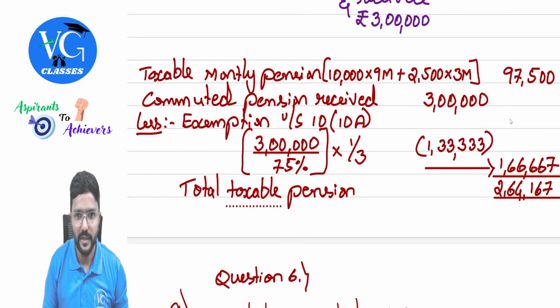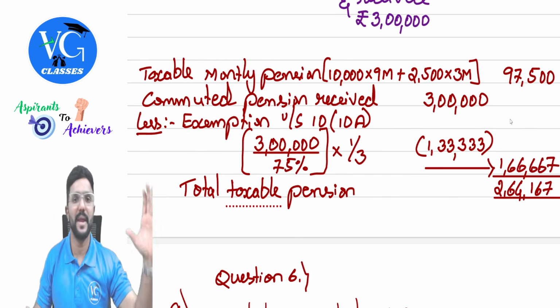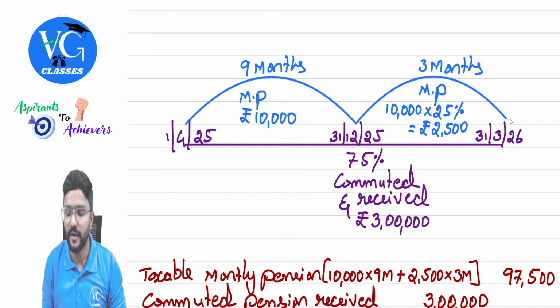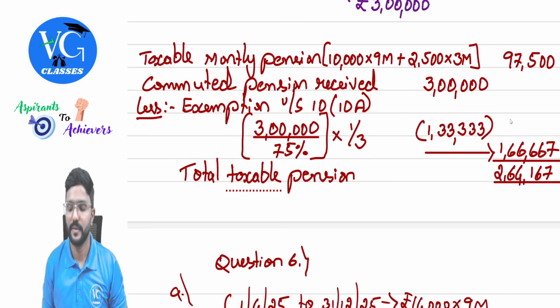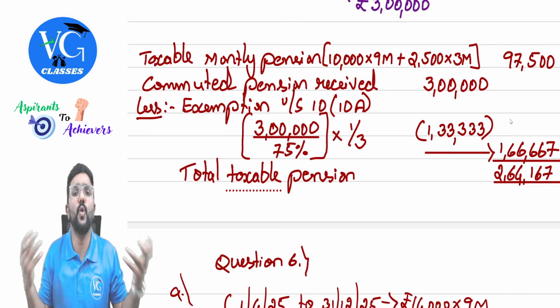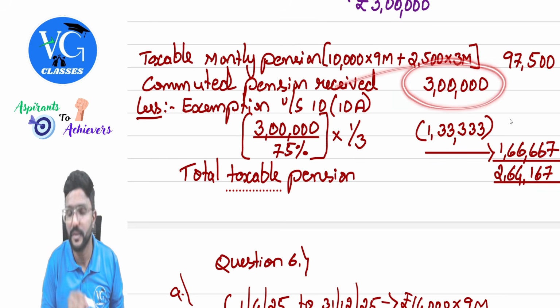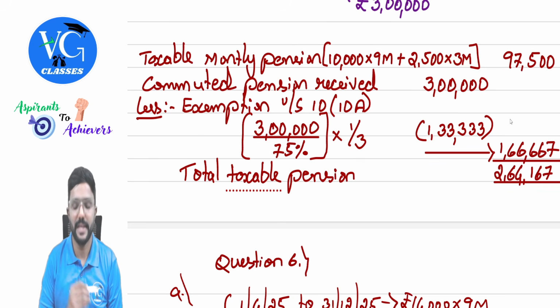So whatever is the monthly pension, guys, what is the monthly pension? 10,000 into 9 months, that is from April to December, then 2,500 into 3 months. That amount is fully taxable: 97,500, no matter who I am. Whereas for commuted pension, what is the commuted pension received? 3 lakh. Check what is the exemption.